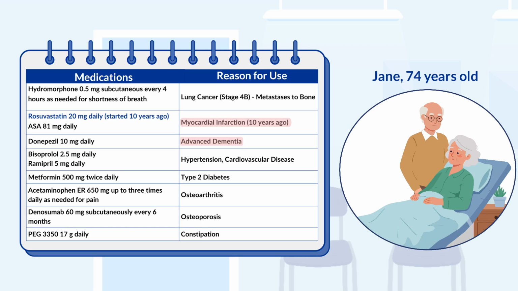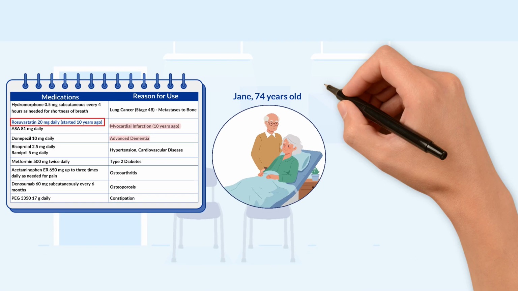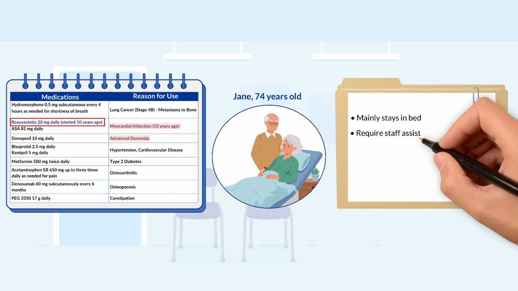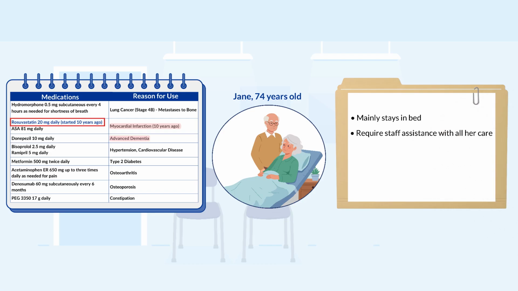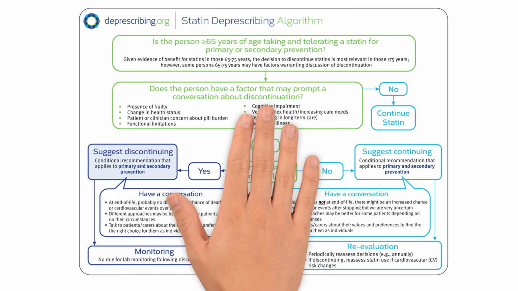Jane takes several medications every day, one of which is rosuvastatin 20 milligrams daily that was started after her heart attack. You see in her chart that she mainly stays in bed and requires staff to assist with all of her care. She isn't eating well and has been losing weight. Her husband of 53 years is her substitute decision maker and is very involved in her day-to-day care. He is heartbroken over her declining health and is adamant that he wants her to be comfortable and have dignity with whatever time she has left.